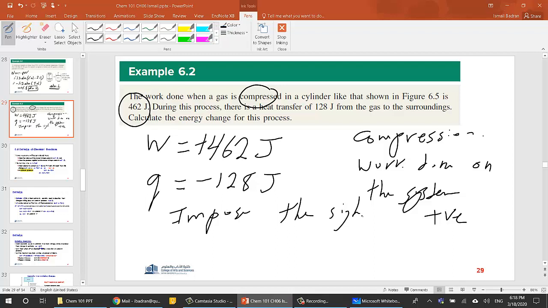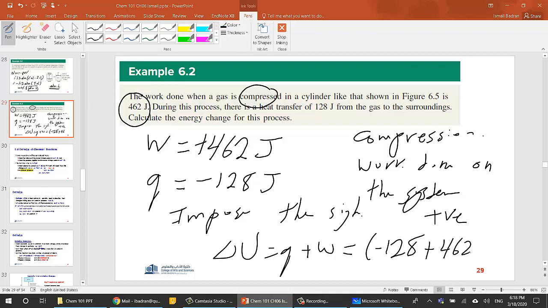Calculate the energy change for this process. So the energy change, that means delta U, is equal to Q plus W, which is equal to minus 128 plus 462, all of them in joules, and the answer will be 334 joules.